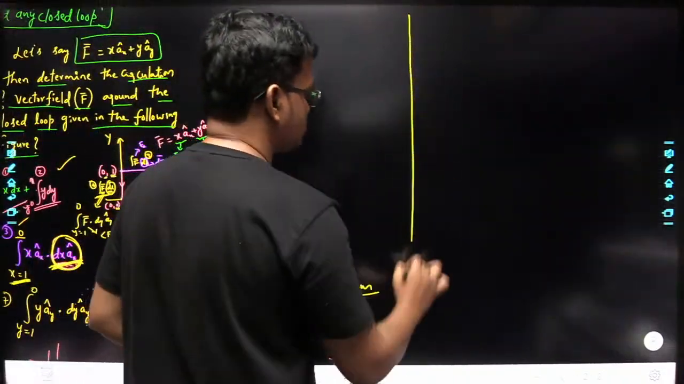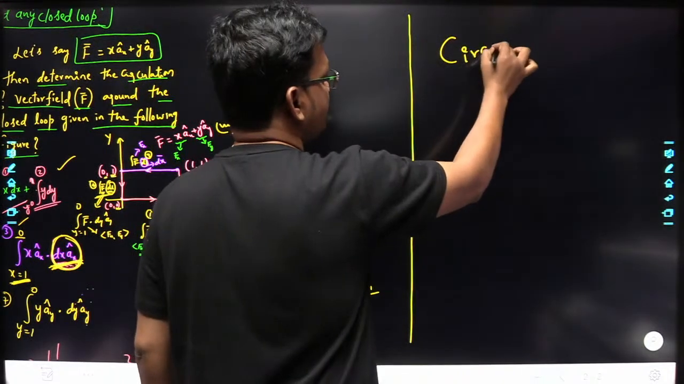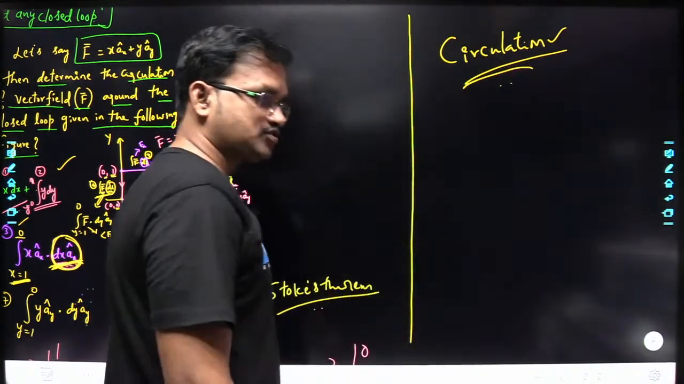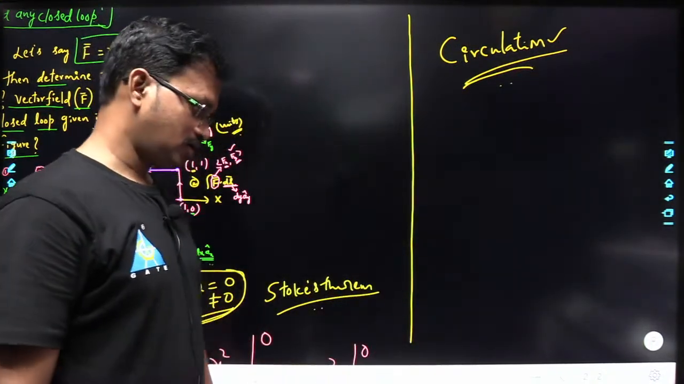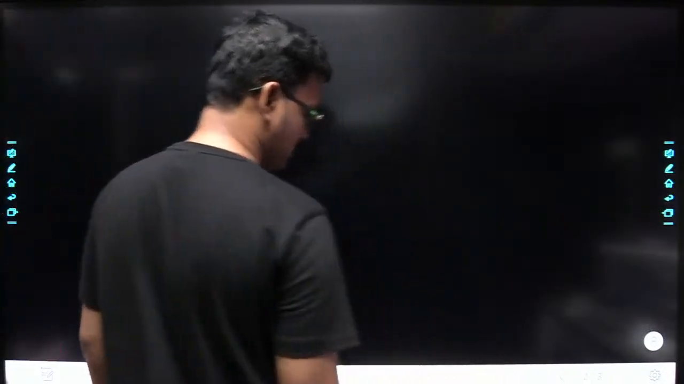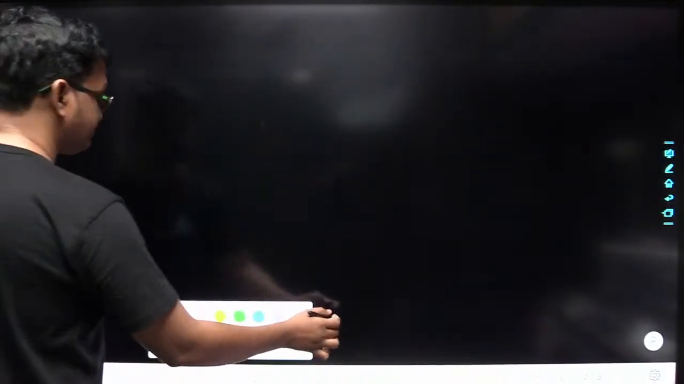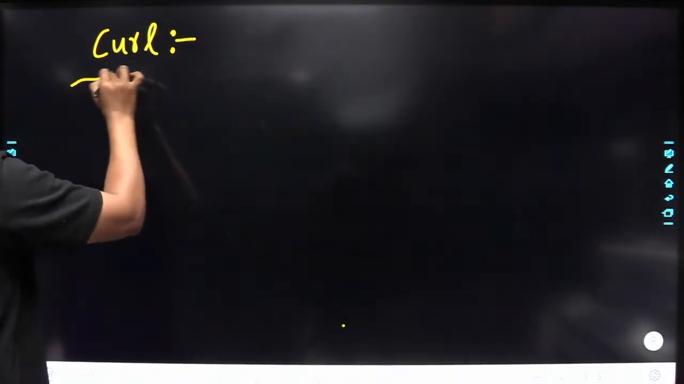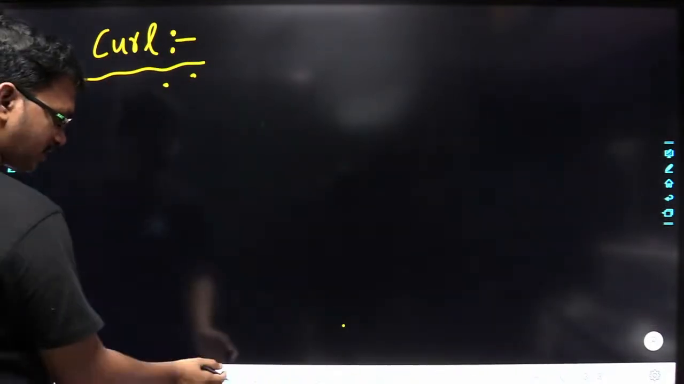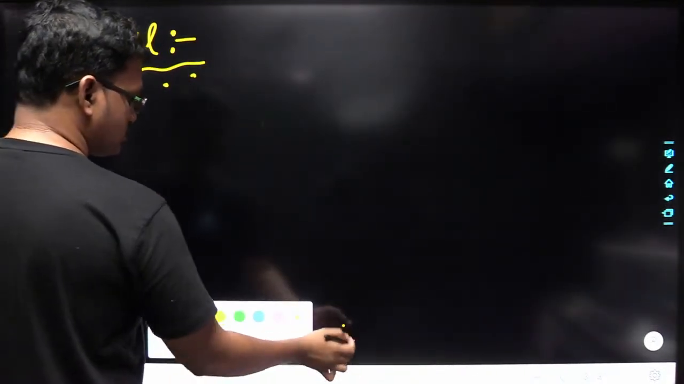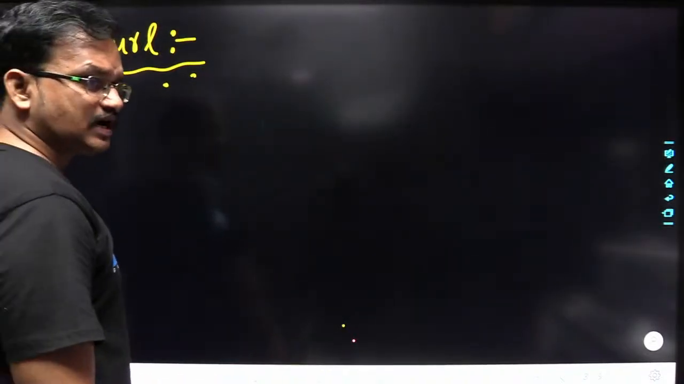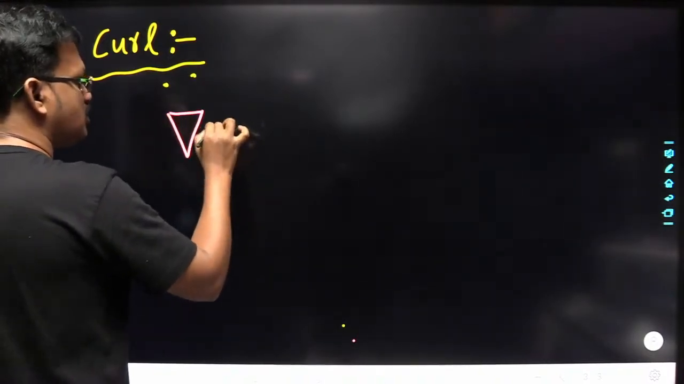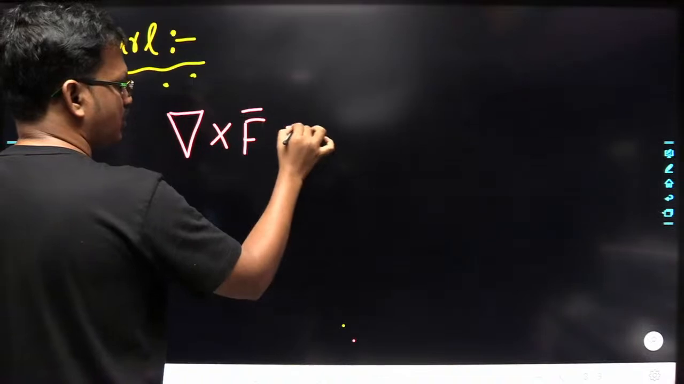So if you have understood this circulation of vector field clearly, then you can go for what here? Next we can go for curl here. Just I will give you the mathematical expression for curl here. So next we can go for curl. Right. Okay. So mathematically, how to represent curl here? We can represent curl mathematically in this manner. So del cross f bar is equal to what?